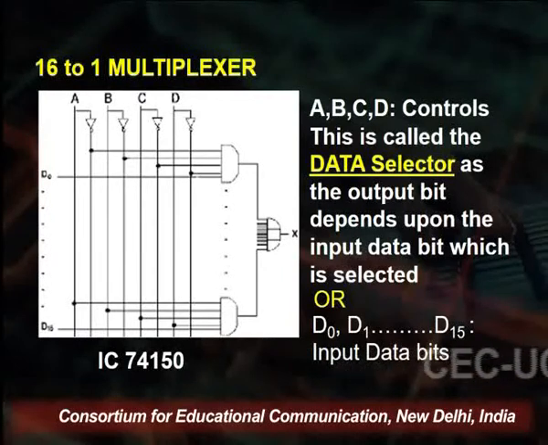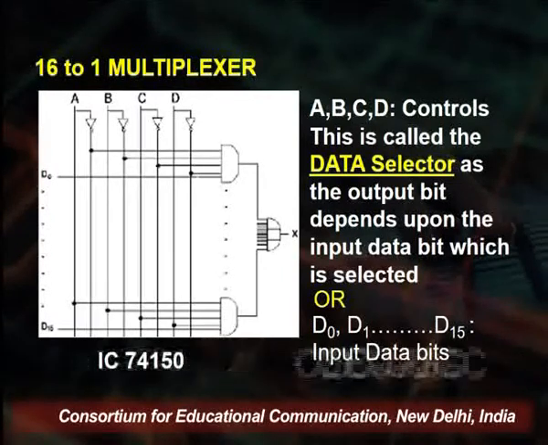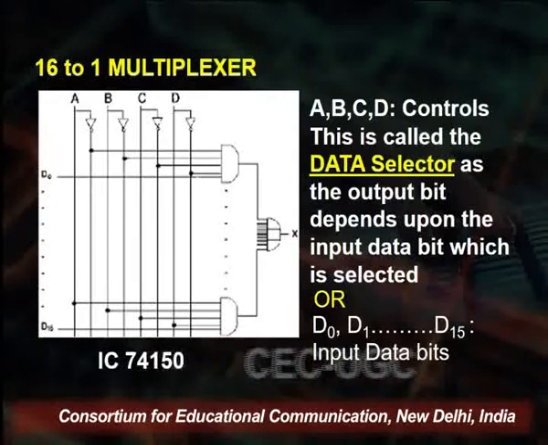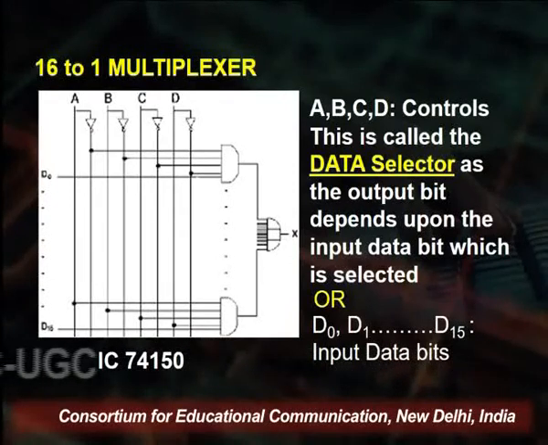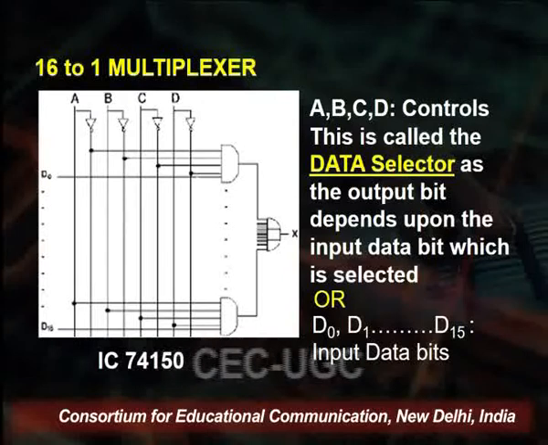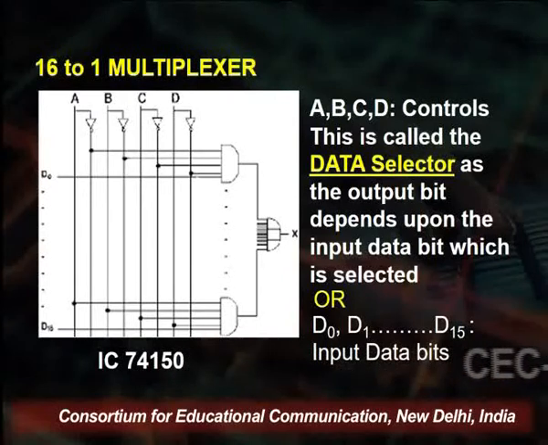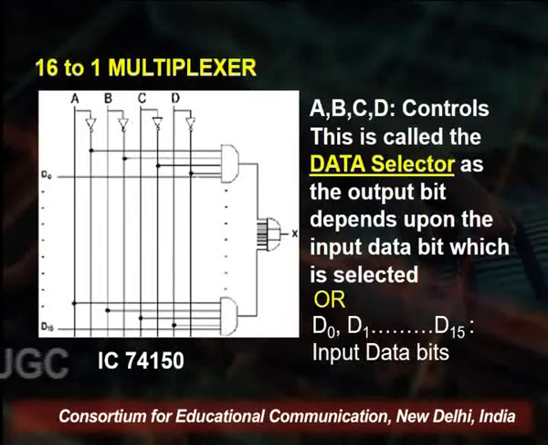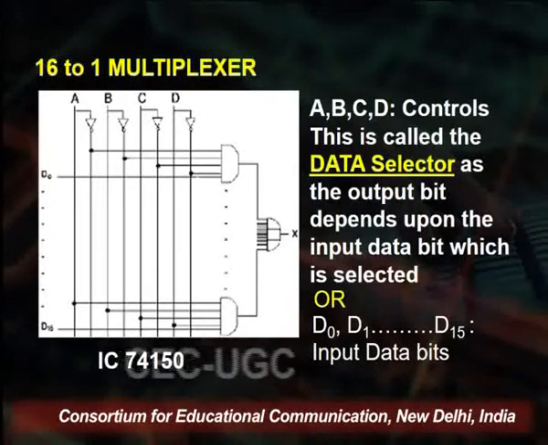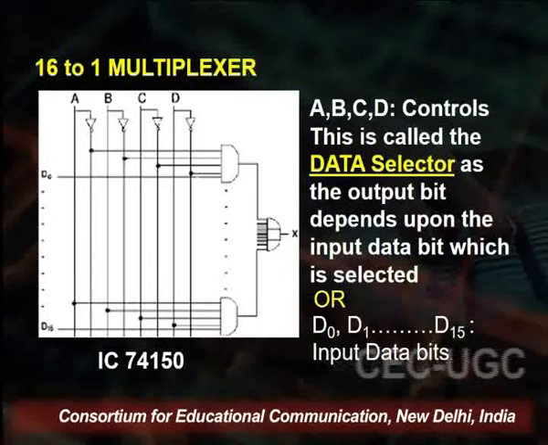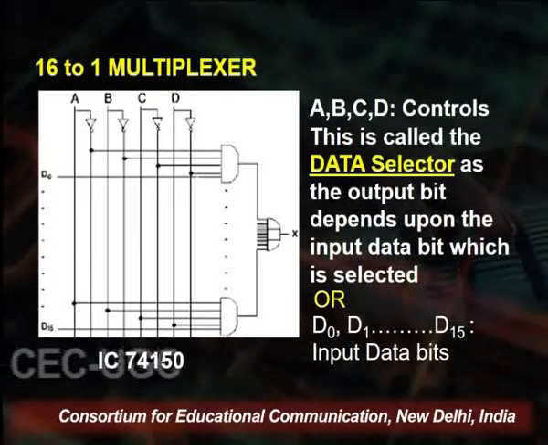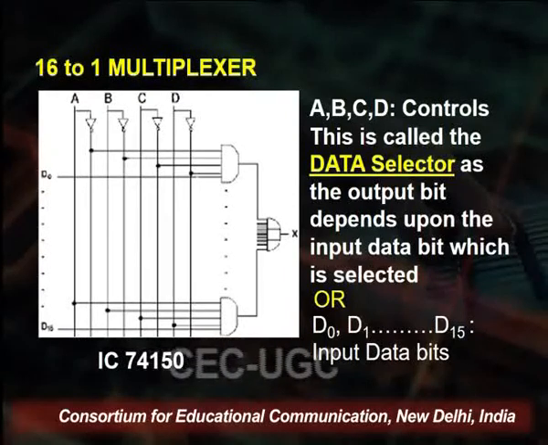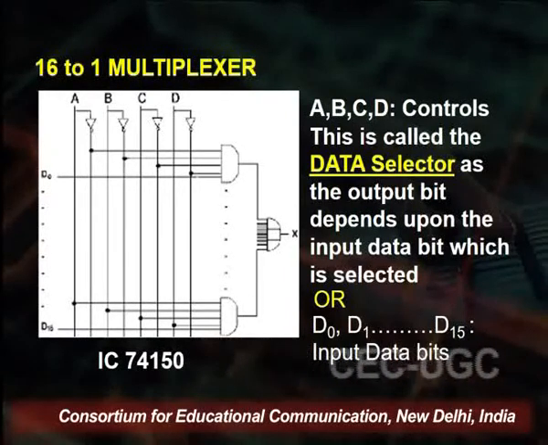So shown here is a 16 cross 1 multiplexer. Again, the controls in this case are A, B, C, D, and bus architecture demands that we generate their complements as well. So shown here are A, A complement, B, B complement, C, C complement, and D, D complement. So these control lines are also known as data selector, as the output bit that we see finally in the OR gate depends upon which input data is selected.